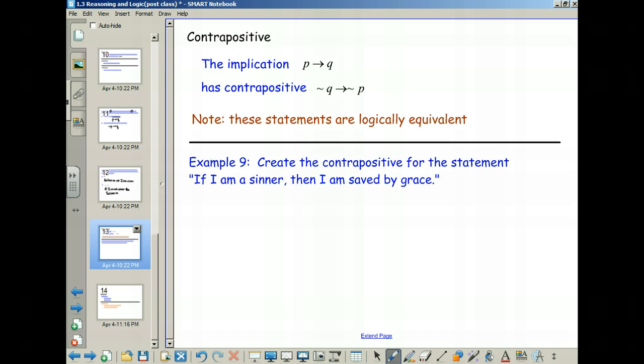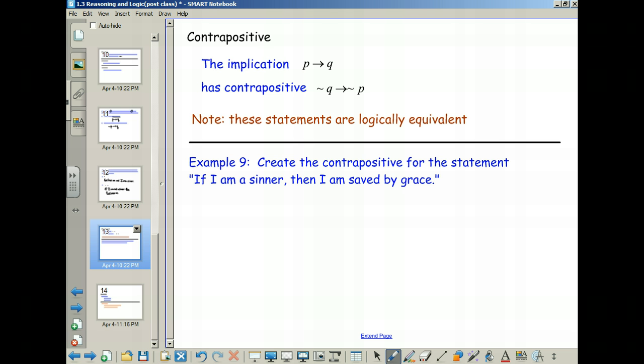So if you're taking a look at this one, this is similar to the last ones that I just described. This example says create the contrapositive. Oh, let me make one more statement. I'm sorry, it's in orange. Note these statements are logically equivalent. So when you change the order of the implication and you negate them both, you actually end up with a logically equivalent argument to the one you started with. Okay? So that's what we're actually going to do on this. We're going to create the contrapositive.